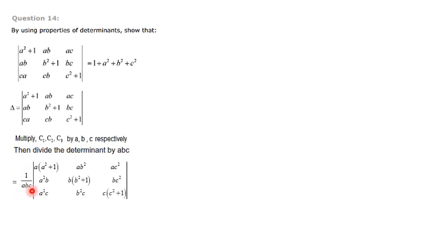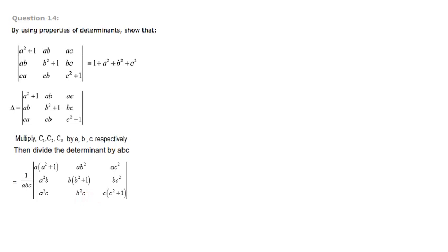So 1 by abc, just keep it outside, then you are multiplying a in C1, that is a into a square plus 1. Then here ab was there, if you multiply by a, it becomes a square b, and here ca was there, when you multiply by a, it becomes a square c. So C1 is multiplied by a, then C2 is multiplied by b. So ab into b, that is ab square. Then b square plus 1 into b, that is b into b square plus 1. Next cb into b, that is b square c.